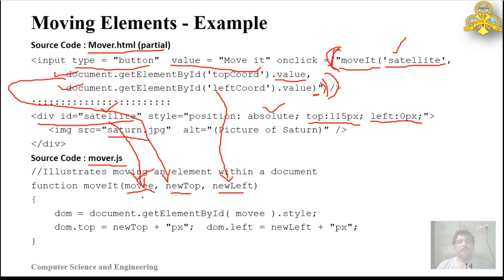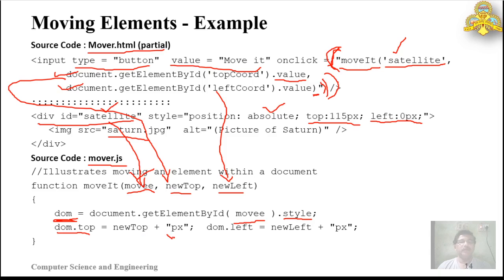When the top and left values are received, then within the function body, the style property of the object is extracted by using getElementById dot style. Observe that here is getElementById dot style, and that is assigned to a variable dom. So dom is specified, and I use it to change the value. dom.top equals new top plus px.